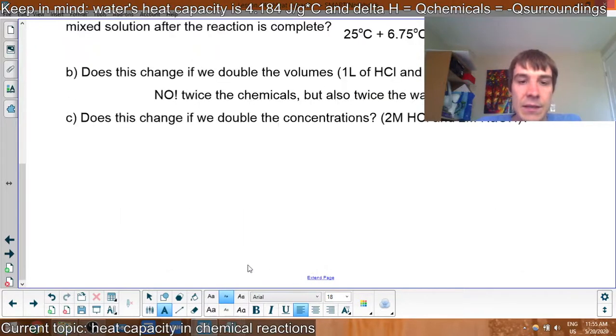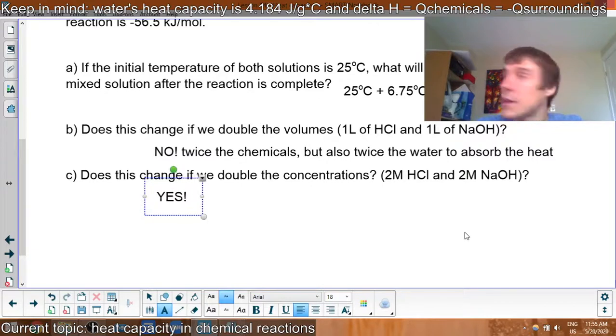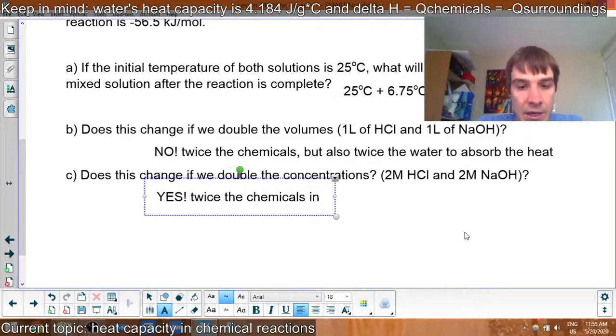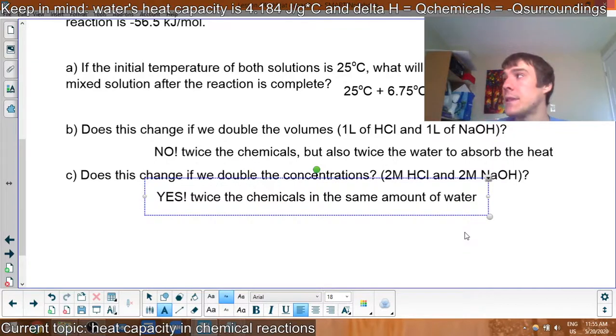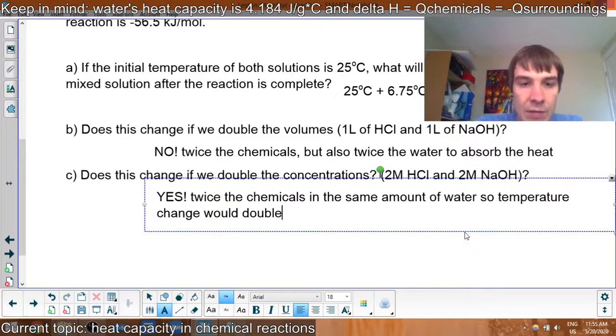Does this change if we double the concentrations, right? If we have twice the concentration, yes. If we double the concentrations, we now have twice the chemicals in the same amount of water. So the temperature change would double. Instead of plus 6.75 degrees Celsius, it would be plus 13.5 degrees Celsius.